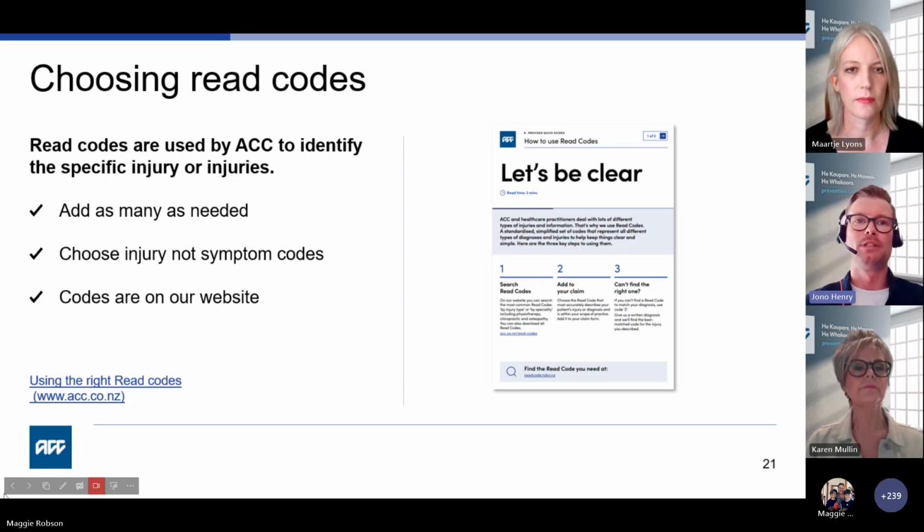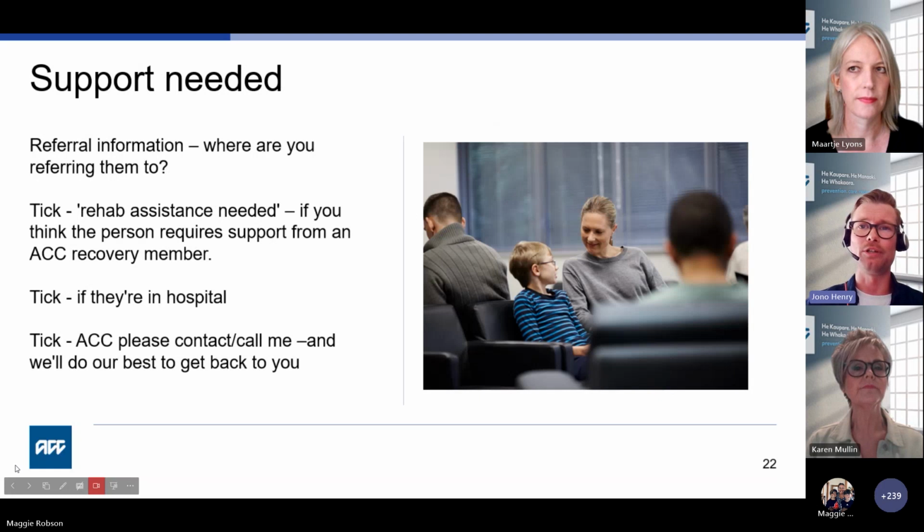A full list of READ codes and resources related to this are available on our website, and there's a wee link below. Now, what if the support needed section is completed? As a physiotherapist, personally, I don't use this section regularly. However, please be aware that this section is not a call to action by ACC. Selection of a rehab assistant needed may indicate to us that the client requires support from one of our recovery team members. And it may also be useful to utilise this section to advise that the client is still admitted to hospital.